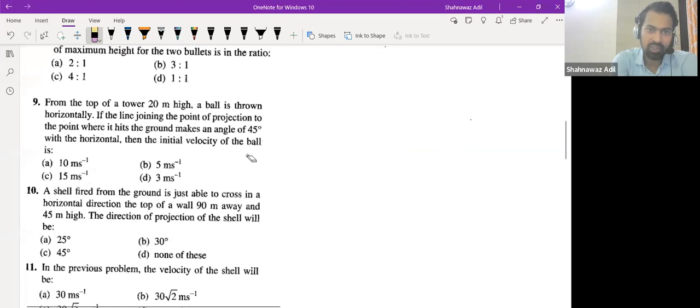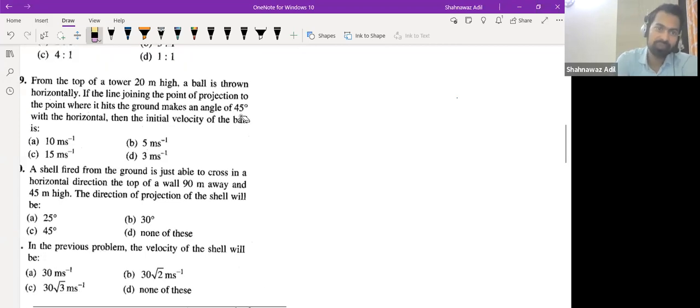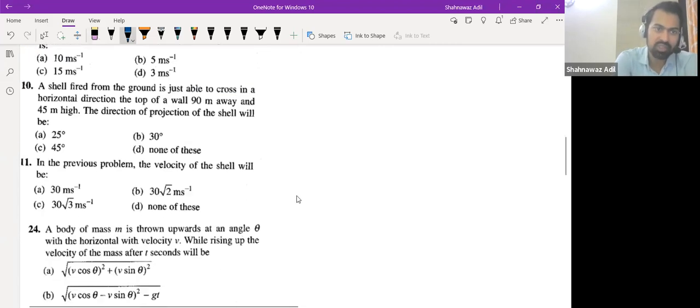So this question is not from the angular projection, this is from the horizontal projection. And yeah, good, so let us do this one.